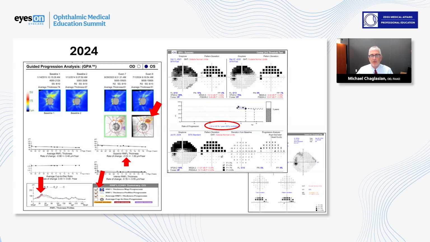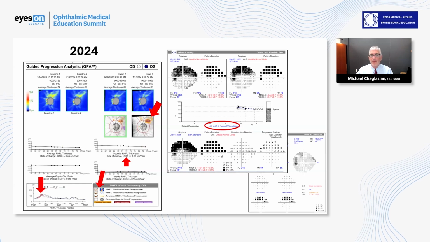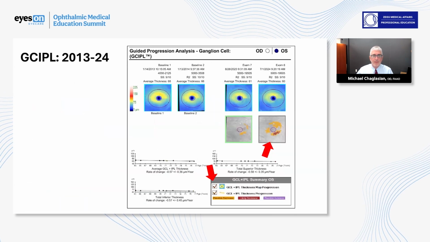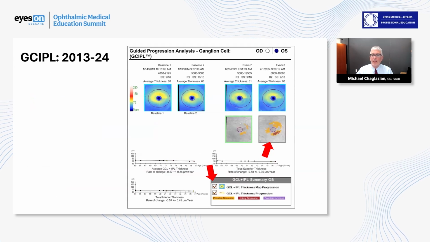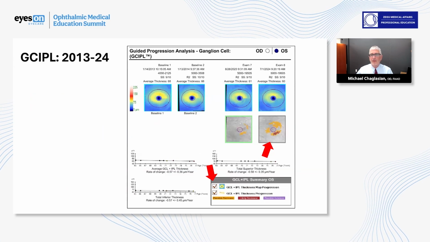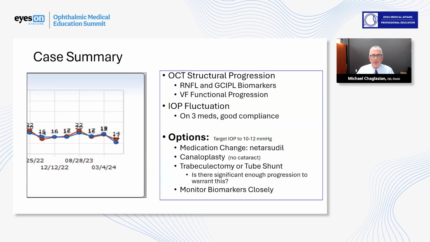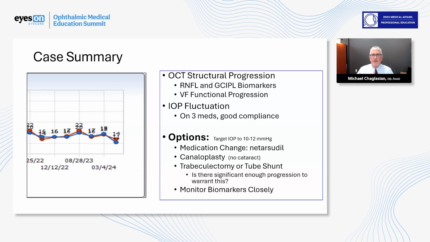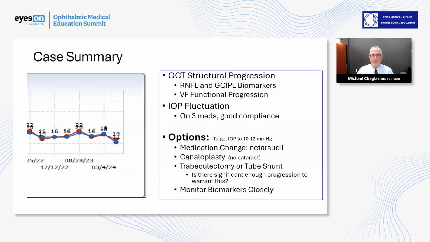You can do other things on your visual field report, like doing a dual baseline report to get that rate of change. And here's a report for the ganglion cell analysis biomarker that also, again, tells us that this patient is progressing at this point in time. So in summary for this case, this is OCT structural progression using the RNFL and ganglion cell interplexiform layer.